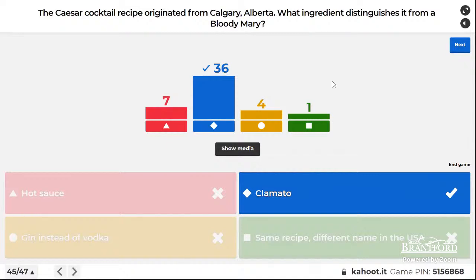So the majority of you got it. So I see some Bloody Caesar fans in the crowd. So Clamato juice has a combination of tomato and clams, whereas Bloody Mary uses a tomato vegetable juice instead.